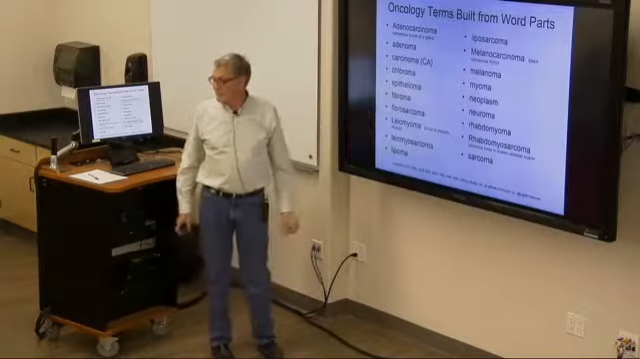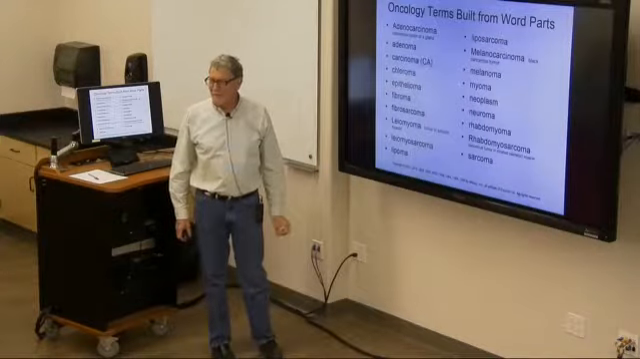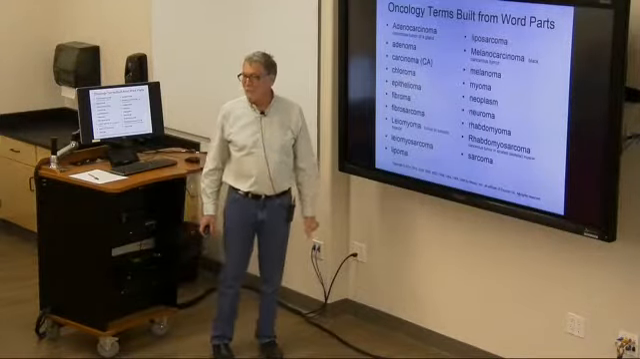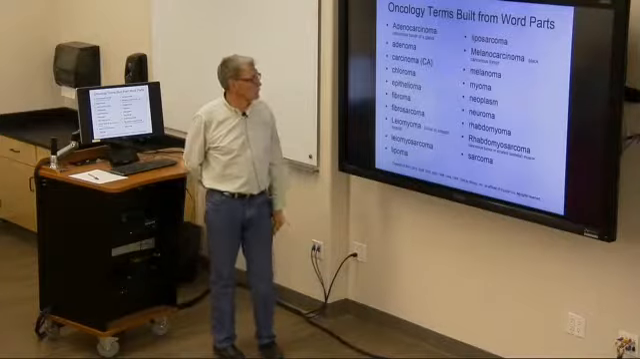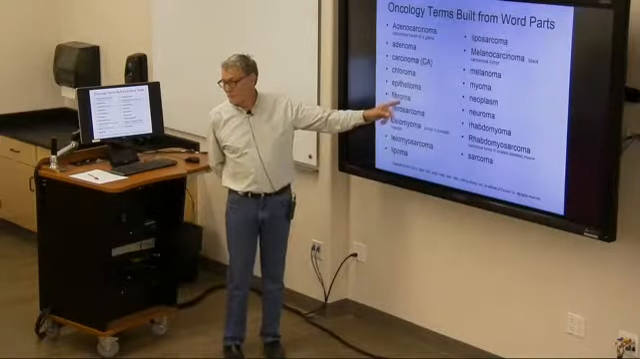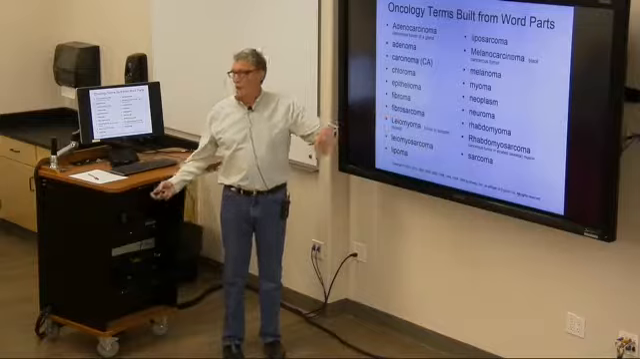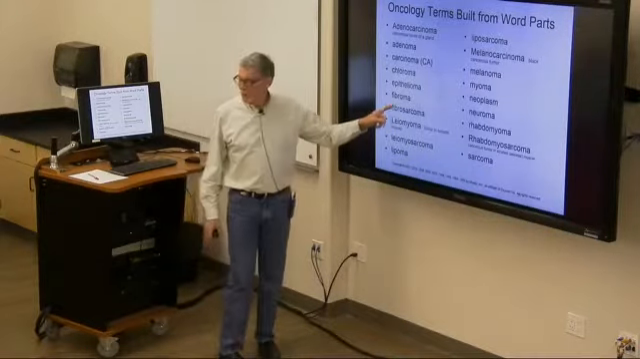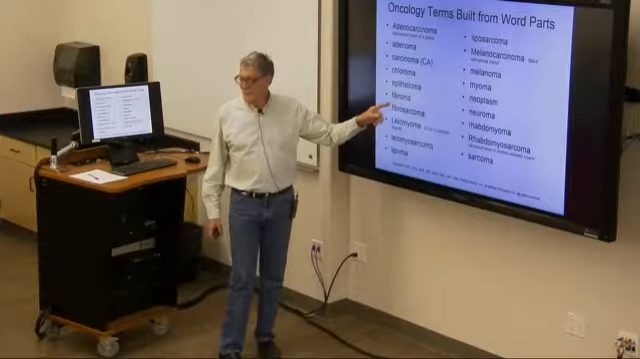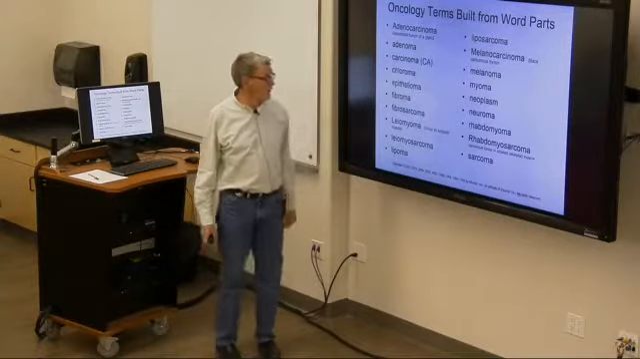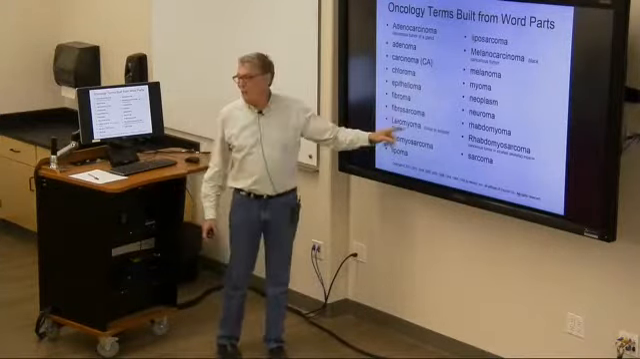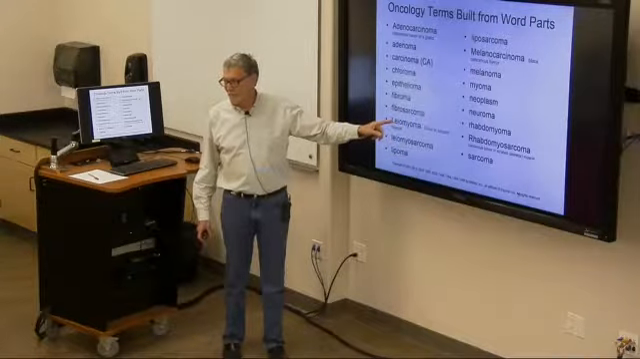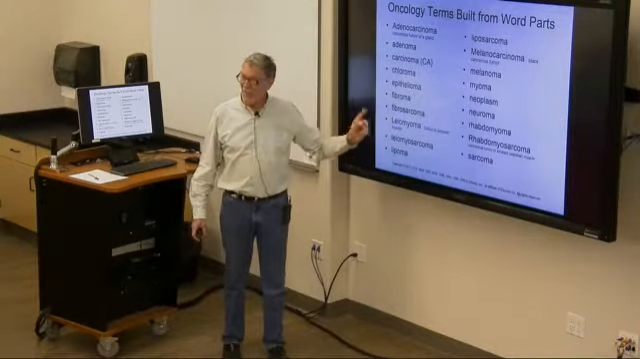Chloroma, what would that be? A green tumor. Epithelioma, tumor of epithelial tissue. Fibroma, what kind of tissue? Connective tissue. Fibrosarcoma, what's the difference here? It's a cancerous connective tissue tumor.